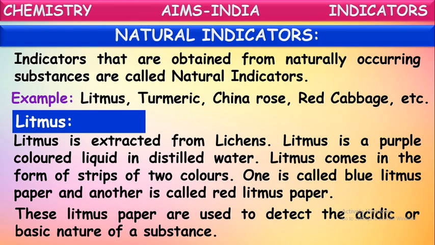Litmus is a purple colored substance which is extracted from lichen. This lichen is taken from fungi and algae. This is a purple colored liquid. By using this, they prepare some paper strips. These litmus papers are of two colors, blue litmus and red litmus. These litmus papers are used for detecting either acids or bases.